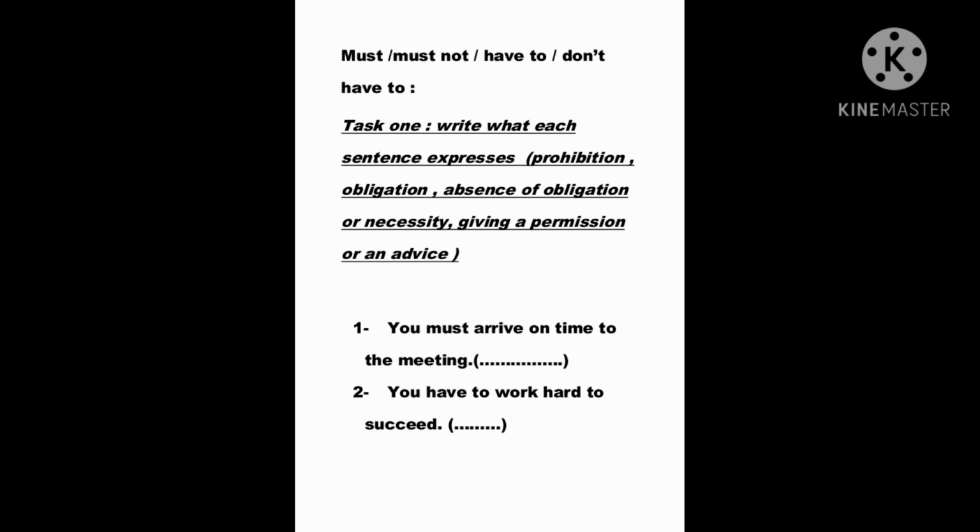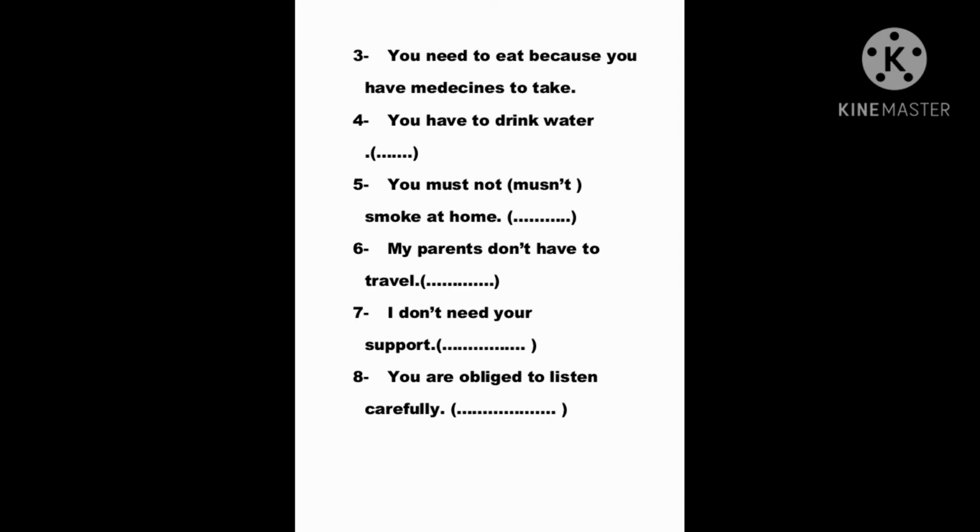First sentence, you must arrive on time to the meeting. The second, you have to work hard to succeed. So prohibition is if you do something, you will be punished. Obligation, if you don't do something, you will be punished. Absence of obligation means you have a choice. Either you do it or you don't do it. Necessity, either you do it or you will have bad consequences on yourself. Giving a permission is to allow someone to do something. An advice is just to give it to someone. He does it or he doesn't do it.